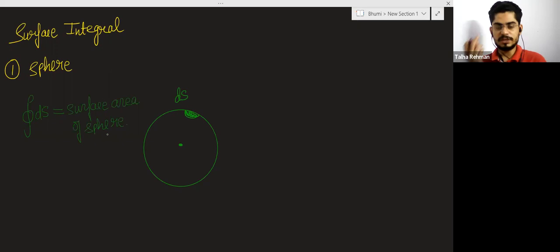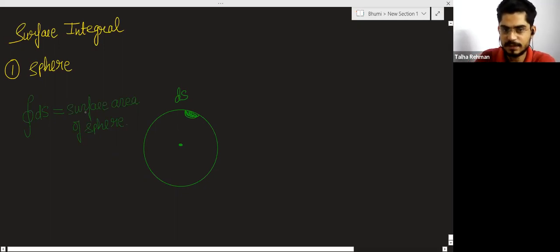If you have mathematics, then you have a chapter, application of integrals, in 12th class. There you will calculate the area of curves with the help of integration, but I am not going into detail. Just remember the surface area of the sphere: the surface integral of ds is equal to 4 pi r square, where r is the radius and ds is the small area.